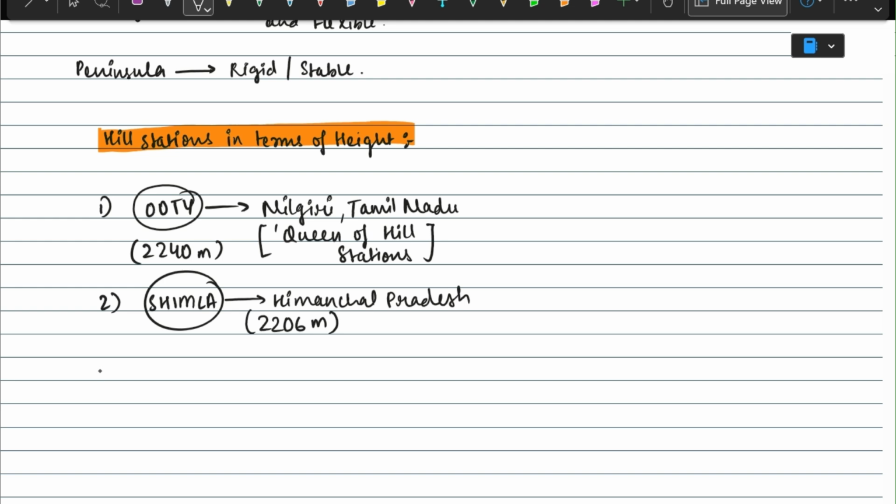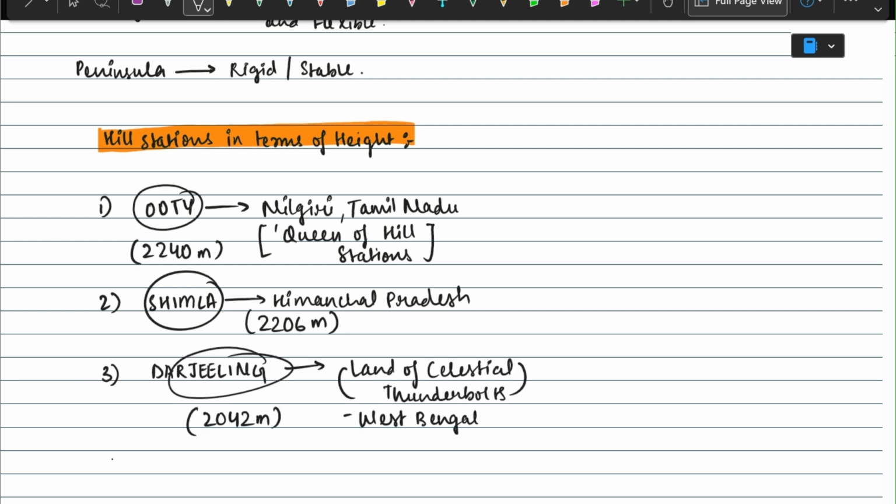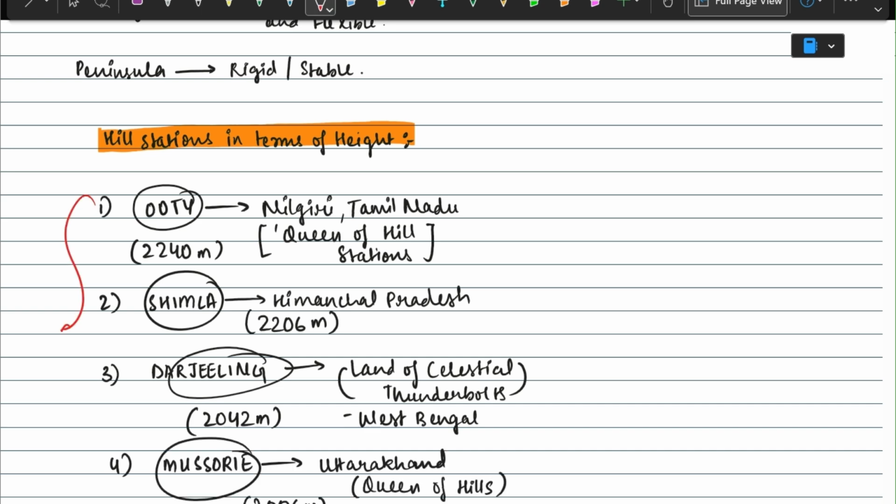Then at third, we have Darjeeling, which is also known as the Land of Celestial Thunderbolts, in West Bengal, at 2042 meters altitude. Then at the fourth place, we have Mussoorie in Uttarakhand, which is known as the Queen of Hills and is at 2006 meters. This was about the hill stations.